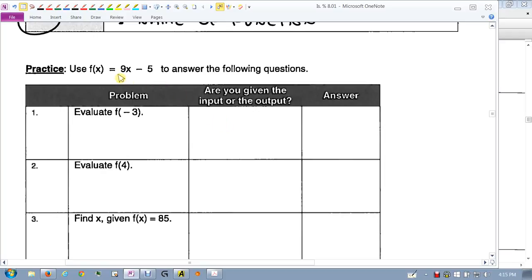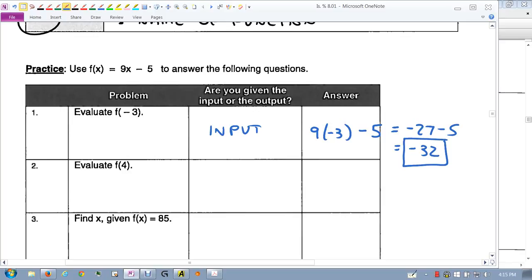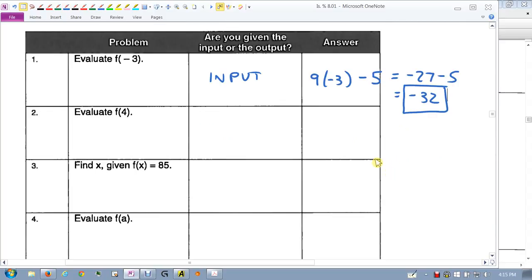All right, so here's our function. We're going to evaluate f of negative 3. All that means is replace x in here with negative 3. Are you given the input or the output right now? Input. What's the answer? 9 times negative 3 minus 5. Negative 27, take away 5 is negative 32. Evaluate f of 4. Are you given the input or the output? Input. What is it? So 9 times 4 minus 5, 36 minus 5, 31.